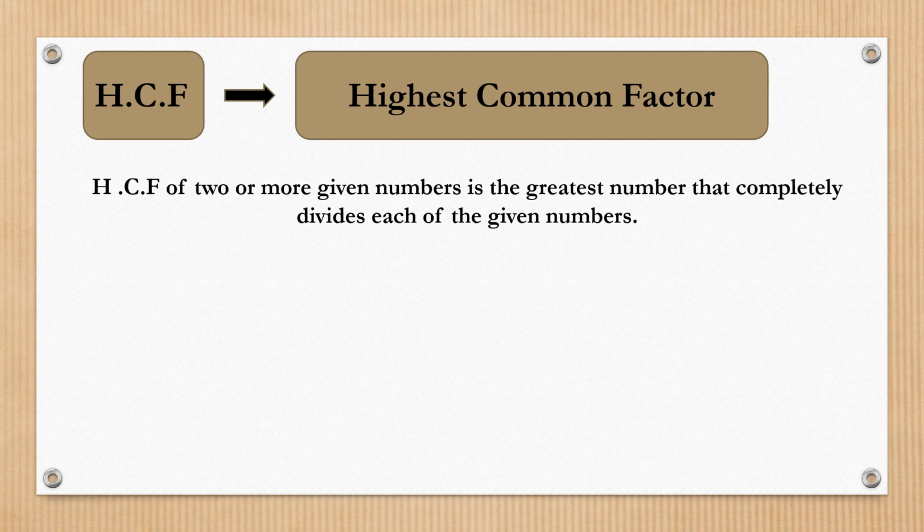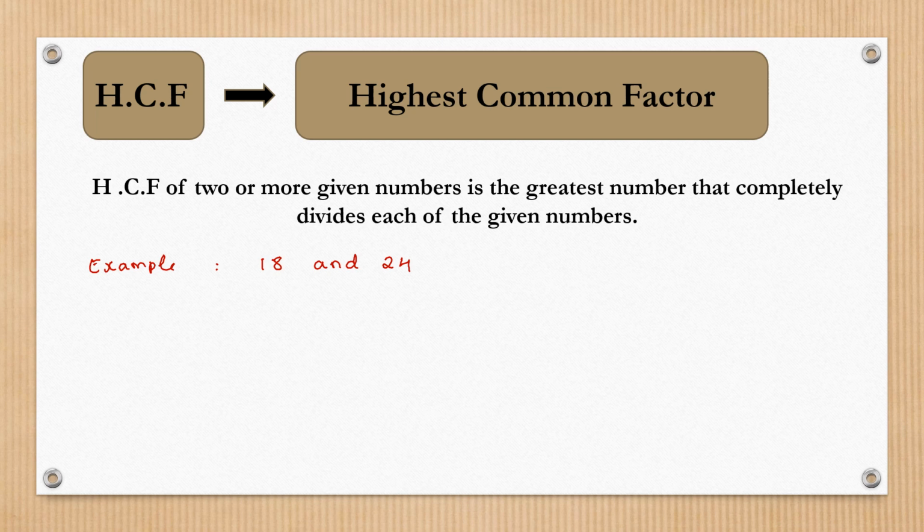Let's take for example 18 and 24, and let's find the HCF of the numbers. As you see here, these are the two numbers given, 18 and 24. So let's first find the factors. Then let's move on to finding the HCF of the numbers.